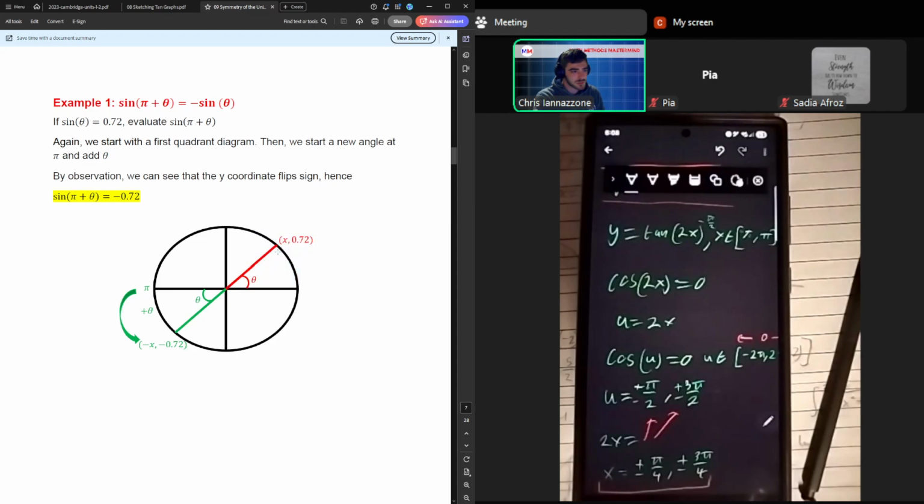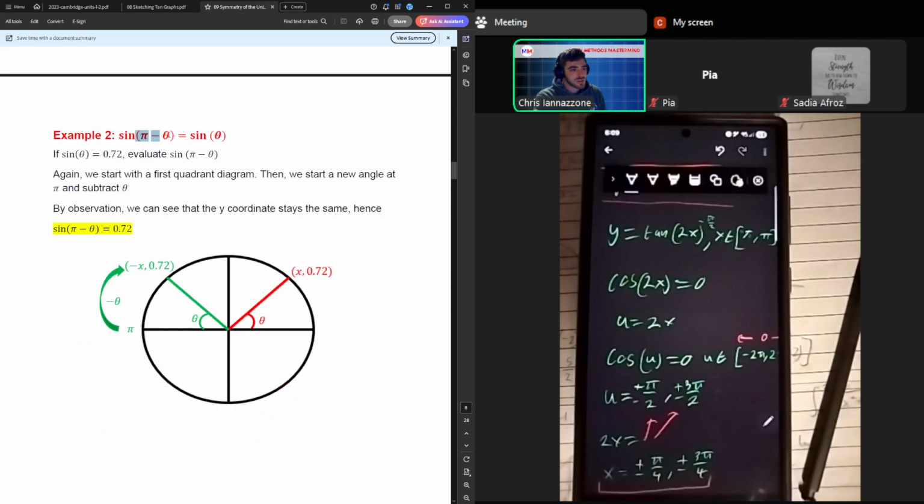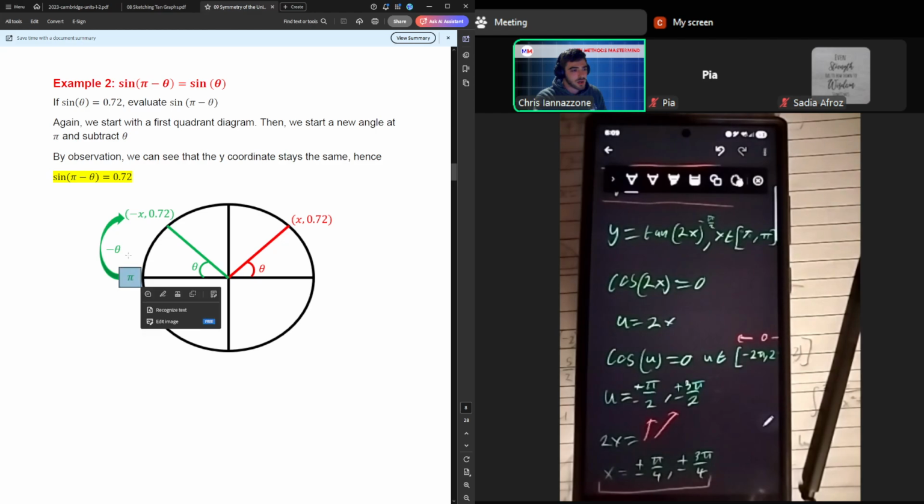You start with your reference angle. In this case, since you know sine, you know the y value is going to be 0.72. When you do pi plus theta, you start at pi, you add theta. That makes both sine and cos negative, which is why we go from being 0.72 to now negative 0.72. You can see that they flip. In the opposite direction, if you have pi minus theta, that means start at pi and then go backwards by theta. When you go backwards by theta, the only thing that changes is the x value. So when you compare the two y values, you realize, okay, sine is still just 0.72, whatever it started as.